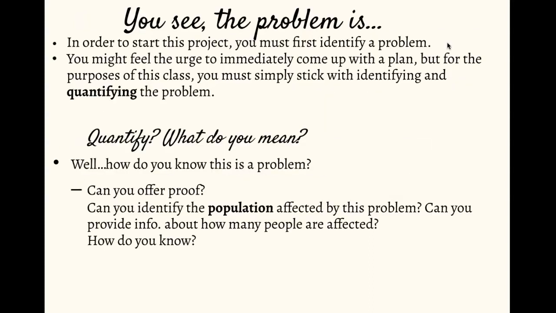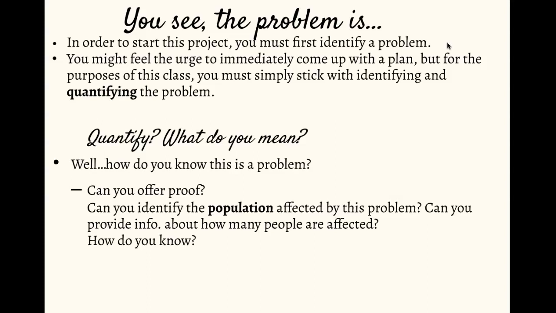All right, so let's just go a little bit more in depth regarding the 6 Ps. In order to start this project, you must first identify and choose a problem. This is a class where you get to be autonomous, which means that you are choosing the research topic of your choice. It just has to be in a scientific sort of category since we're in scientific and technical writing. You might feel the urge to immediately come up with a plan, but for the purposes of this class, you must simply stick with identifying and quantifying the problem.